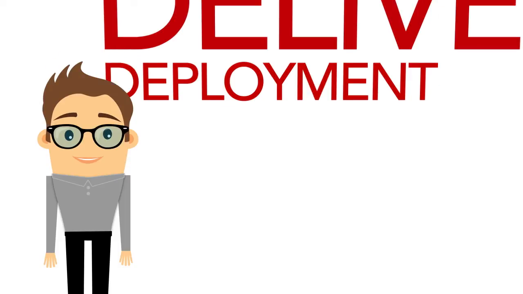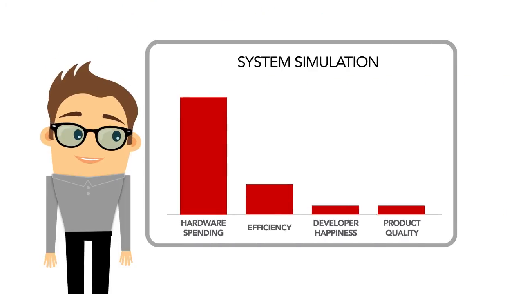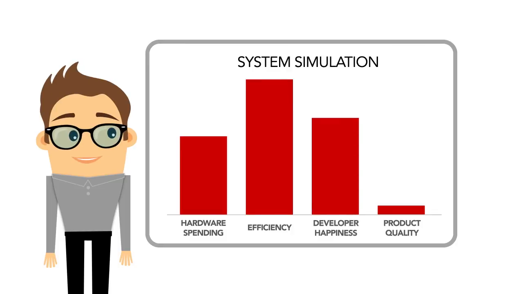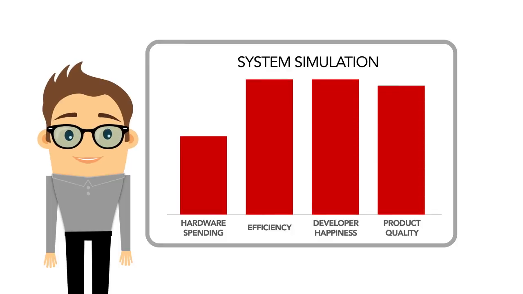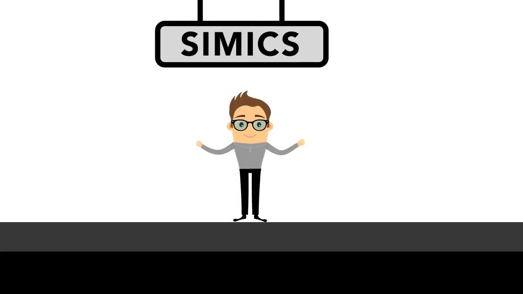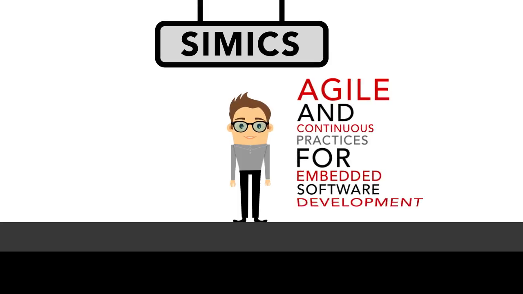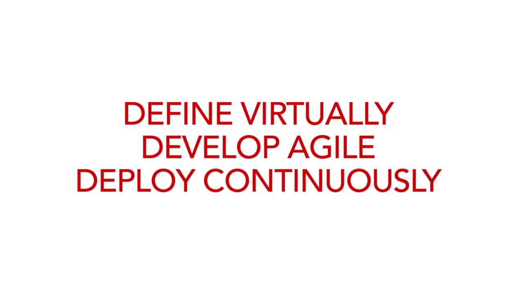I see it now. System simulation even enables your hardware spending to go down while your efficiency goes up. Your developers are happier, the quality of your products is better, and you can ship to your customers faster. Yes, I love it. This is how Simics enables agile and continuous practices for embedded software development. Define virtually. Develop agile. Deploy continuously.